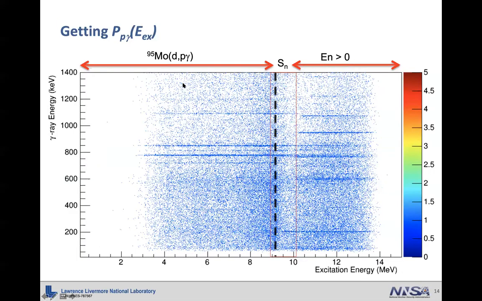So our particle gamma detector allows us to measure particles and gamma rays in coincidence. If we look at the gamma ray energy in coincidence with the reconstructed excitation energy that we get from looking at the kinematics and measuring the proton, you get a matrix that looks like this. So you see the neutron separation energy is here. Below the neutron separation energy, you see states that are populated in molybdenum-96, and above the neutron separation energy, you see states populated in molybdenum-95.